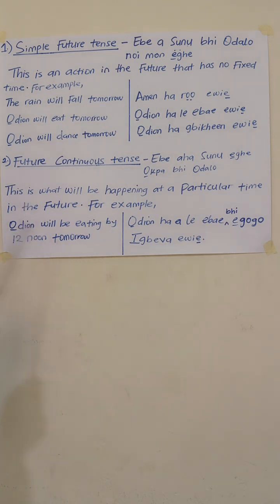Ọjọ́ will be eaten by 12 noon tomorrow. That is the way you show the future continuous tense. That future continuous tense is in the future, but at a particular point in time, this is what will be happening at that time. This is the example we have here. Ọjọ́ will be eaten by 12 noon tomorrow.